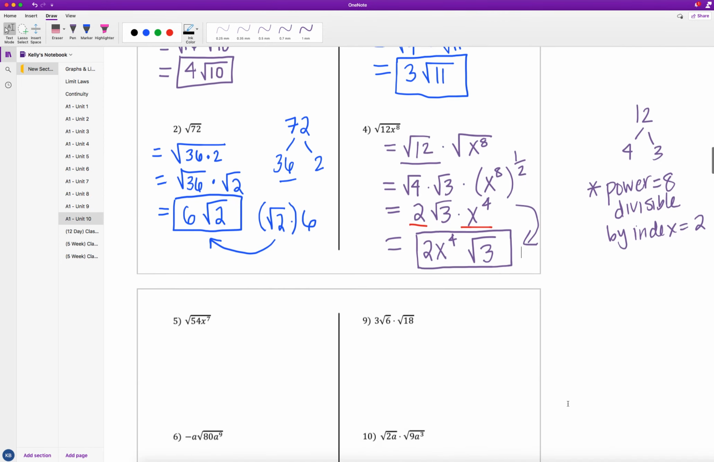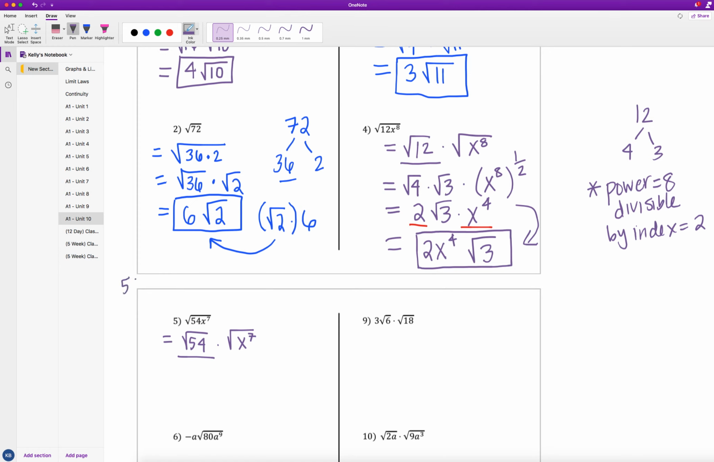Let's look at example 5. In example 5, it says the square root of 54x to the 7th. So I'm going to do the same thing we did on example 4 and break this apart as the square root of 54 times the square root of x to the 7th. Why don't you guys pause the video and simplify the square root of 54 piece on your own first.